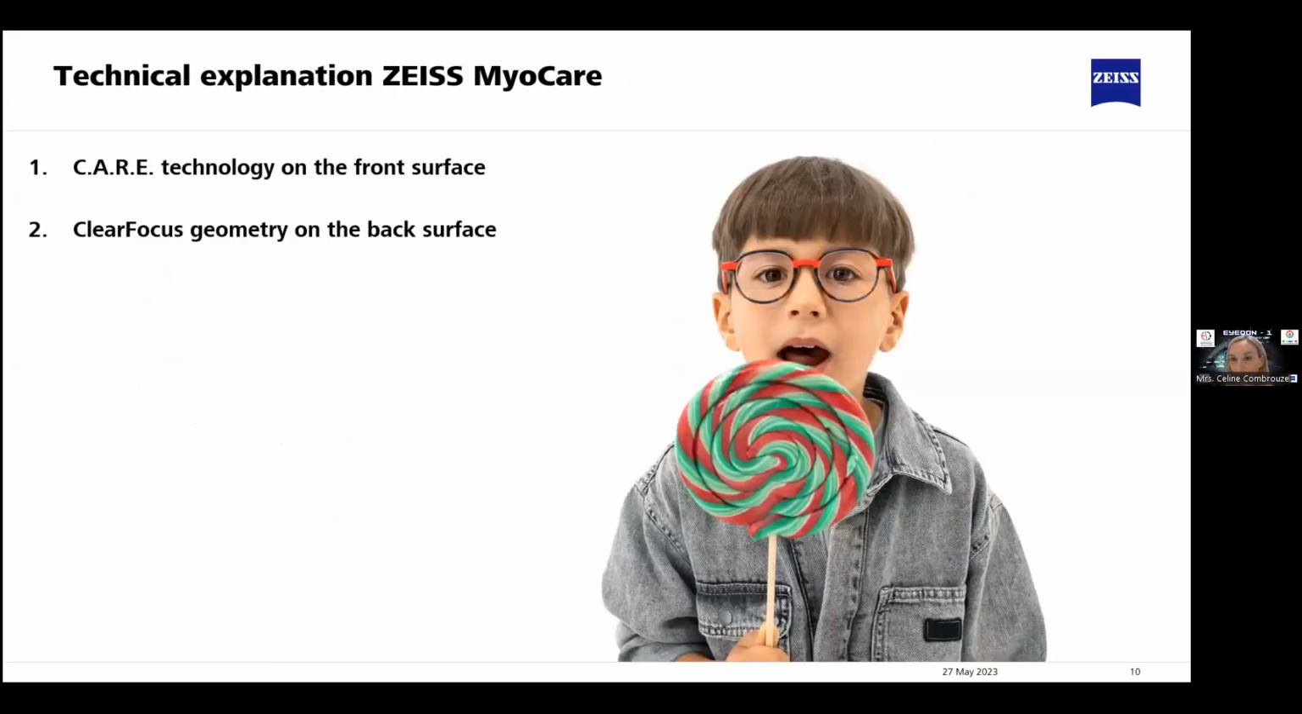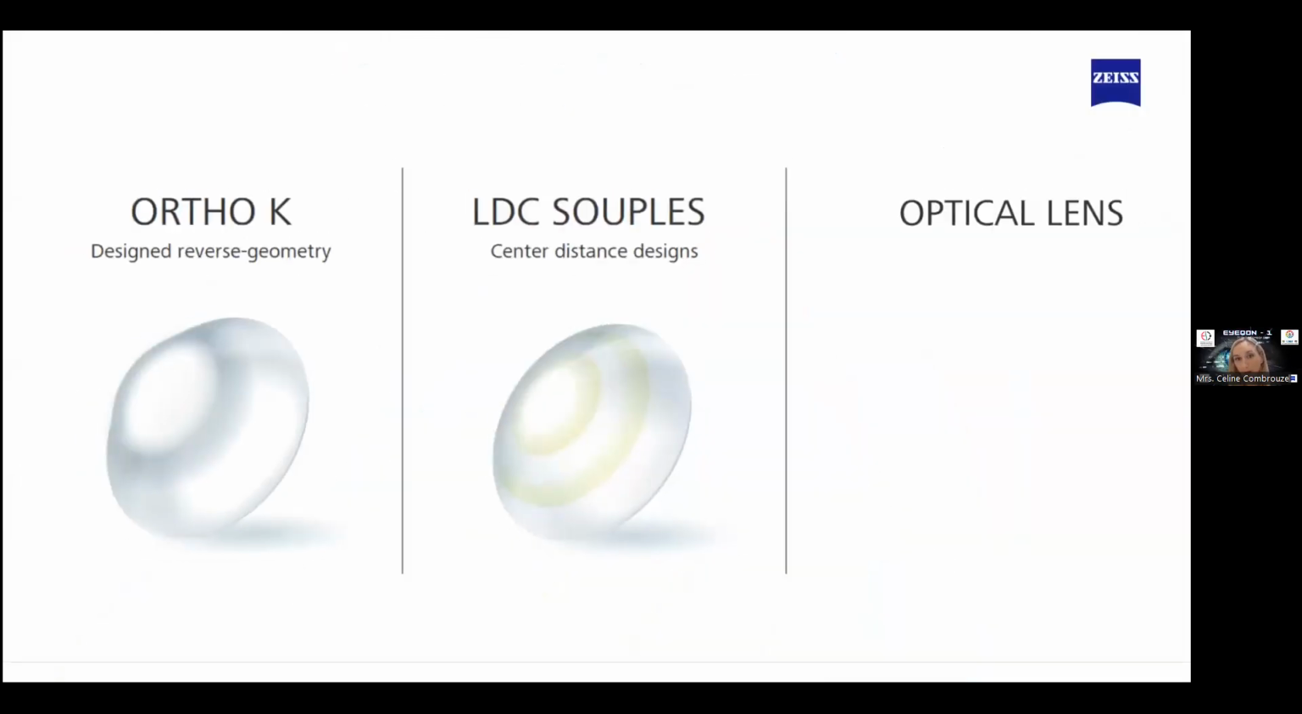So how do we do this? Yes, we do have two different technologies in the lens. The first one on the front surface is what we call CARE technology. The second one is on the back surface, and it's a clear focus geometry.